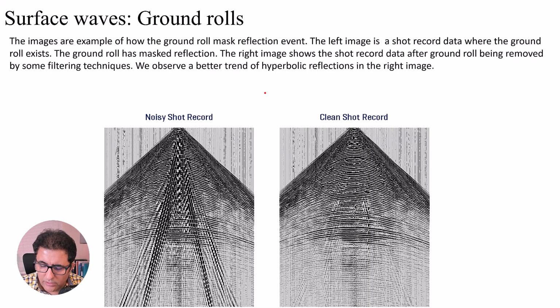And the ground roll overlaps with reflection events. So this is a record with ground roll, and this is the record in which the ground roll has been filtered. And you see that we can easily follow a reflection event, but here because of the overlap, we see some discontinuities.